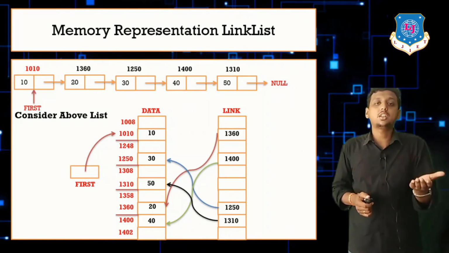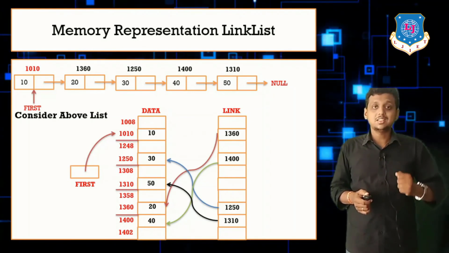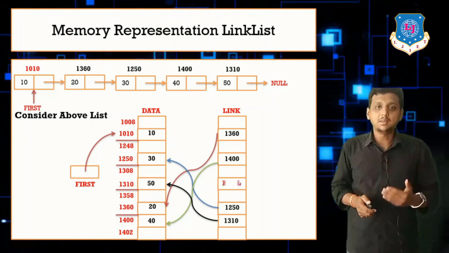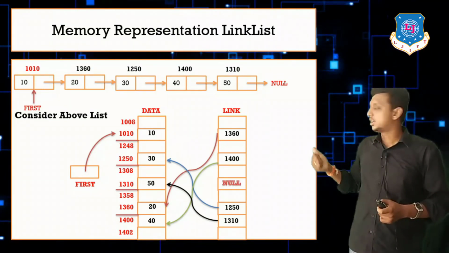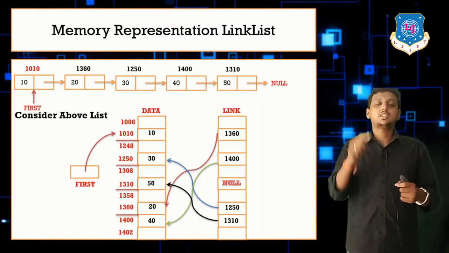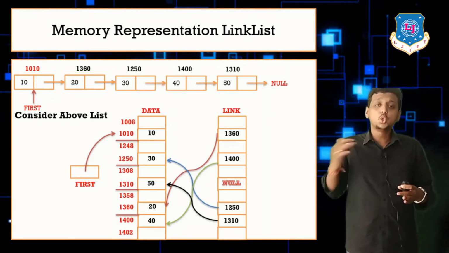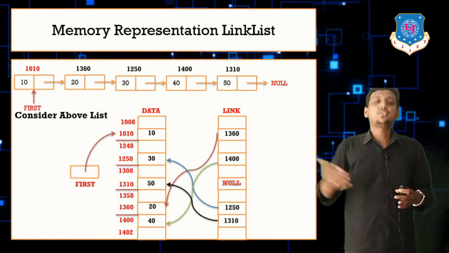Fine. Now after this there are no nodes. That means the link of the 50 must point to null. So I'm going to do the same. Here in the link column I am just writing null over there. Students, that shows there are no nodes after 50.